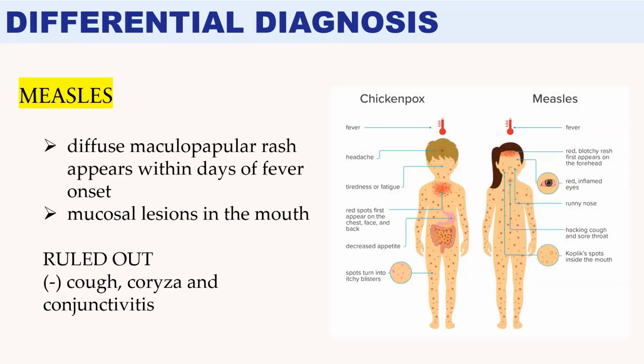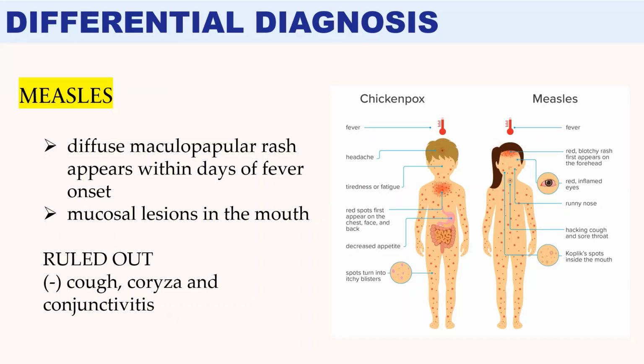So the third differential diagnosis is measles. Symptoms of measles include more than 3 days of high-grade fever and diffuse maculopapular rash. There are typical mucosal lesions in the mouth, which are considered diagnostic of measles infection in the setting of the typical rash and the fever.